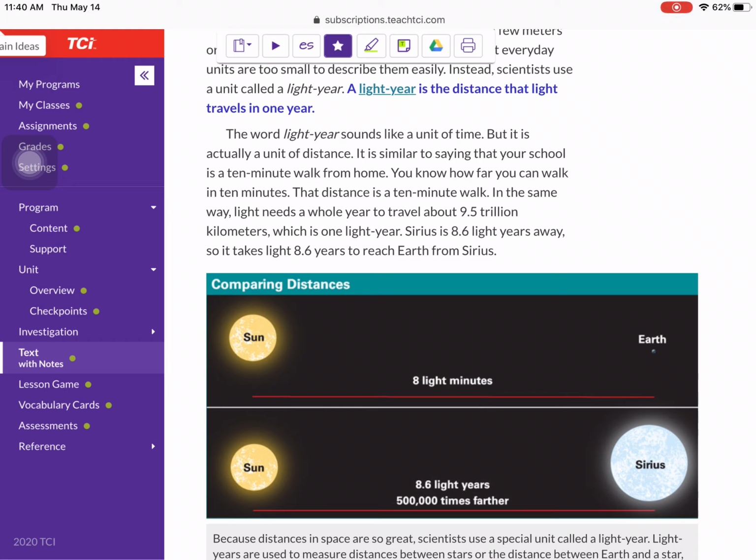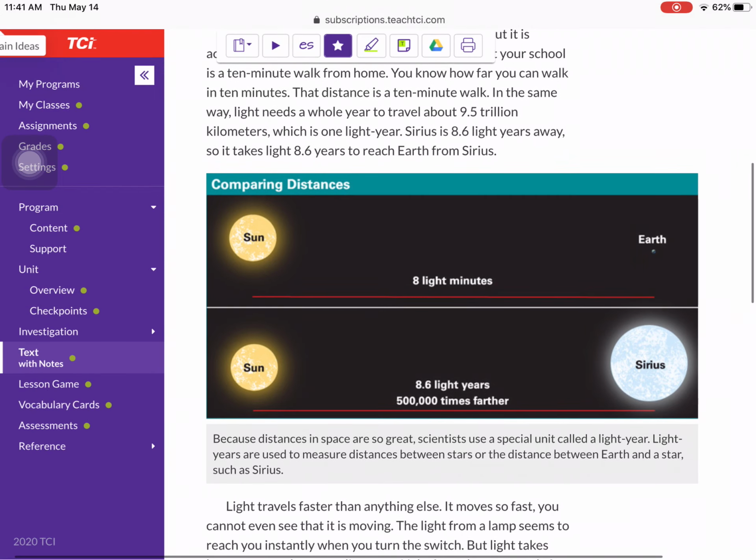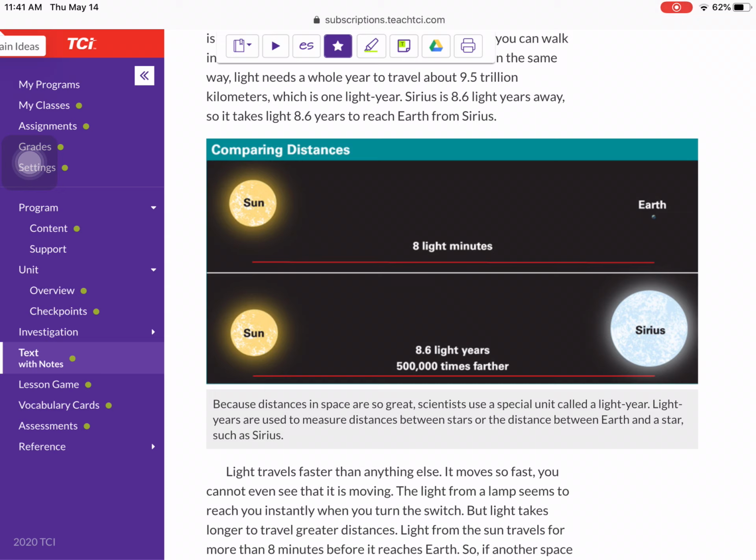It is similar to saying that your school is a 10-minute walk from home. You know how far you can walk in 10 minutes. That distance is a 10-minute walk. In the same way, light needs a whole year to travel about 9.5 trillion kilometers, which is 1 light year. Sirius is 8.6 light years away, so it takes light 8.6 years to reach Earth from Sirius. So here's the comparing distances.